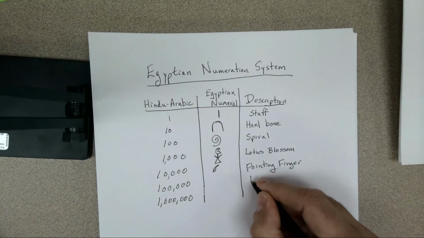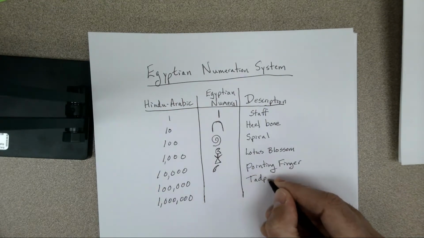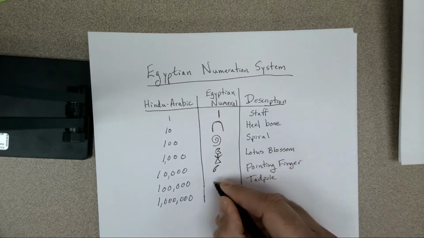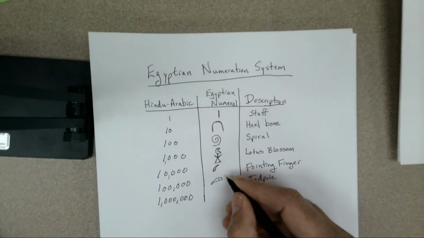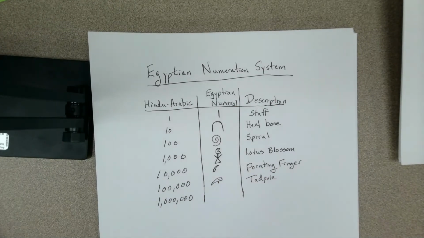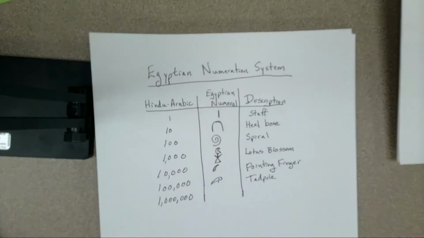100,000 is called the tadpole. I'm not very good at this, so I apologize. This is drawn differently depending on what area you're at, but there's sometimes like an eye there, and maybe something like that. It's called the tadpole.